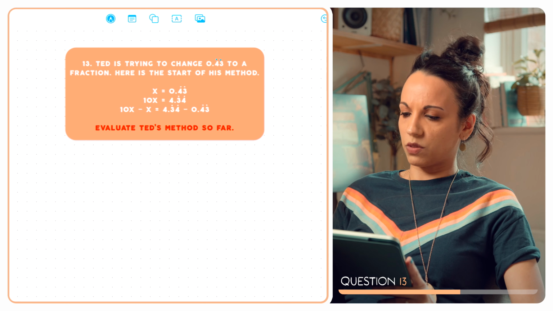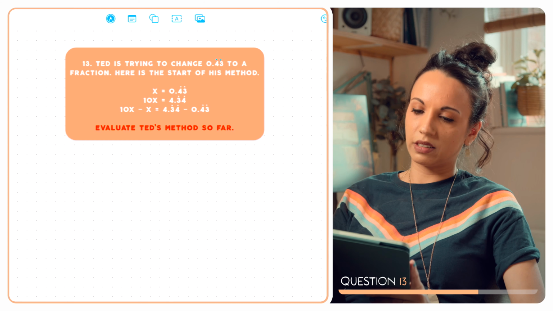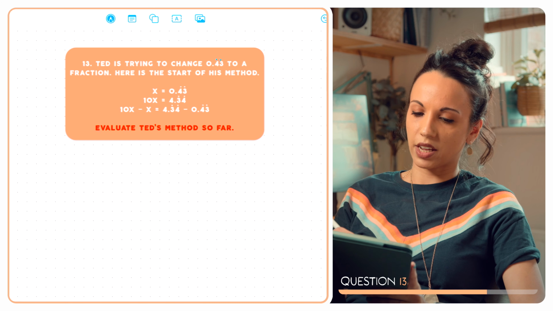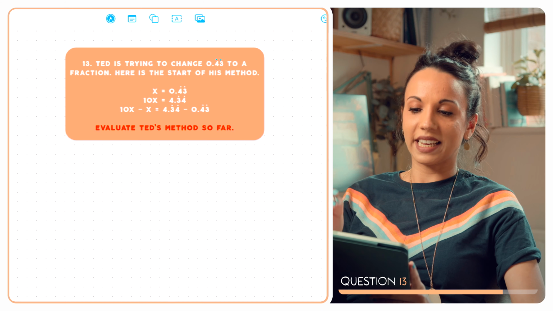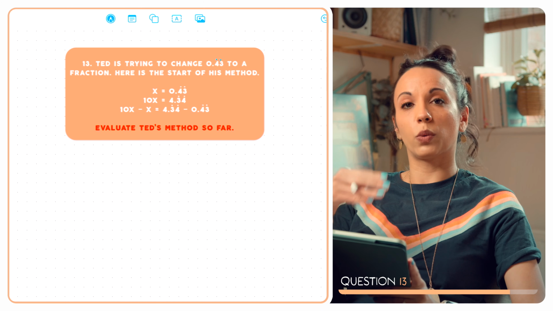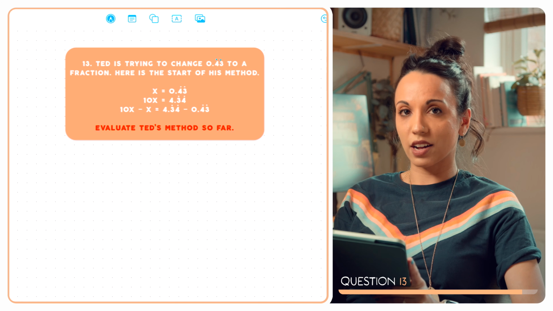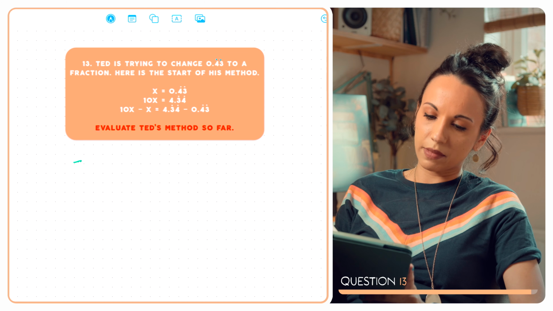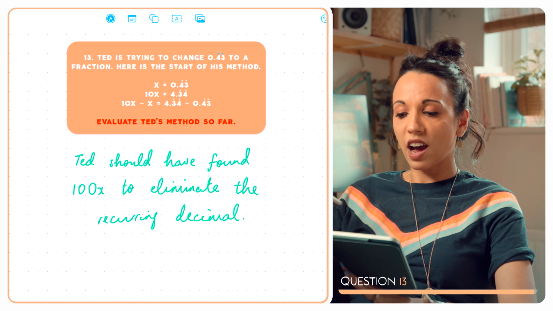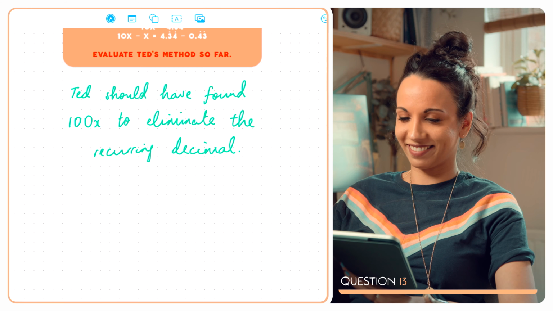Now, I think this question is for 1 mark, so we need to give a 1 mark explanation as to how Ted's method is going. Okay, so Ted's method will not work because he's got 2 digits that are recurring, so what he needed to do was work out 100x. So he needed to multiply by 100 and that would have eliminated the recurring decimal. So we can write something like, Ted should have found 100x to eliminate the recurring decimal. Better luck next time, Ted.